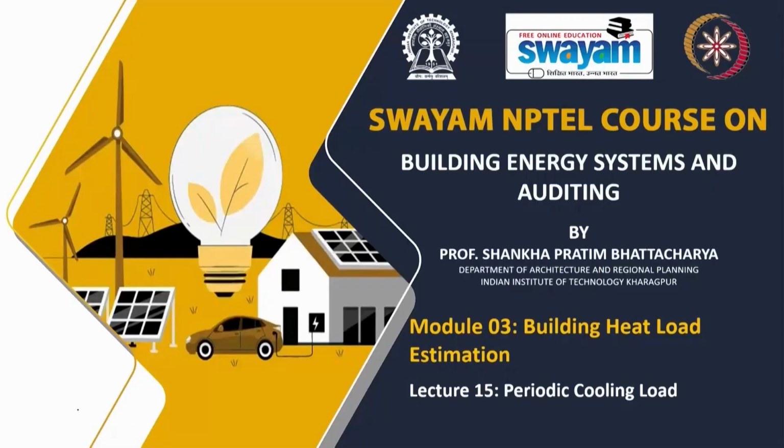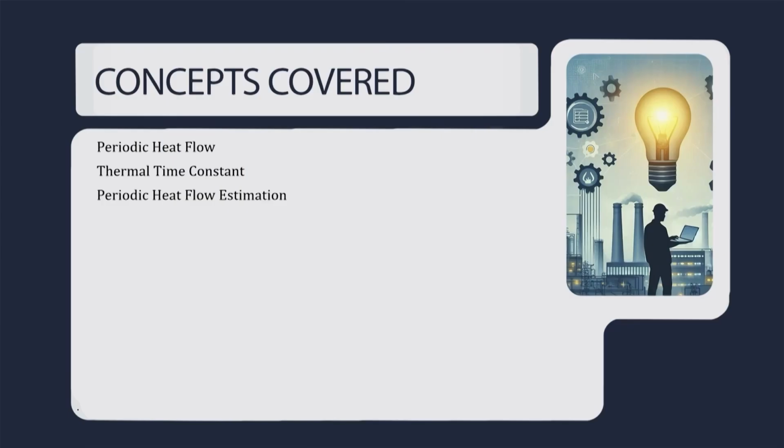Welcome to the NPTEL course on Building Energy Systems and Auditing. We are in module number 3. Today is the last lecture of module number 3, lecture number 15. In the previous two lectures, we have discussed periodic heat flow, and, based on the periodic outdoor temperature changes and solar radiation changes, the heat gain through the envelope.